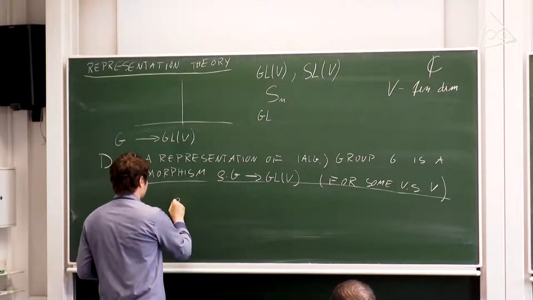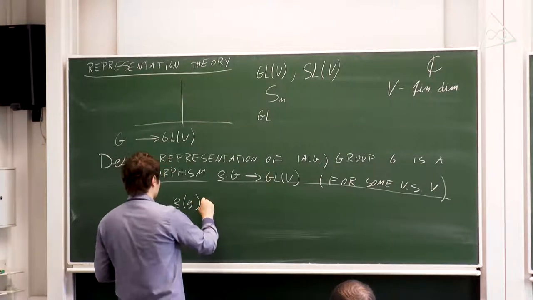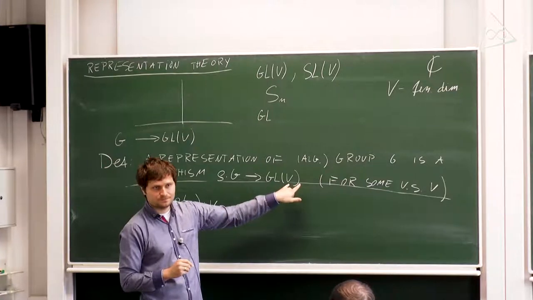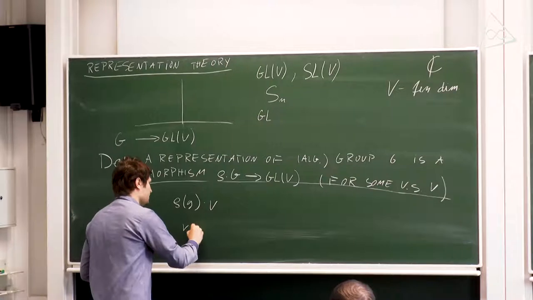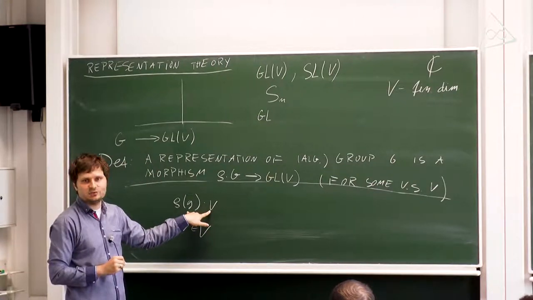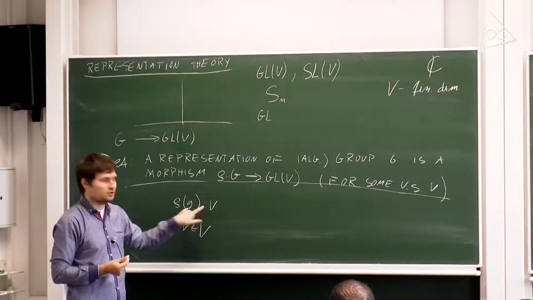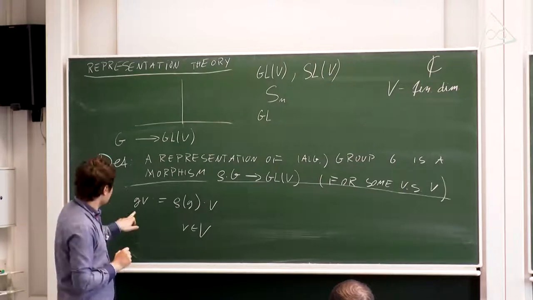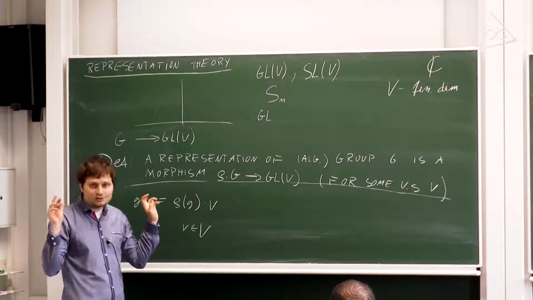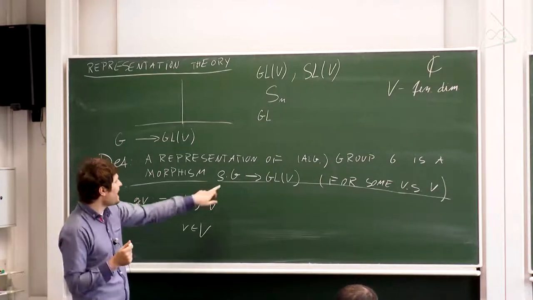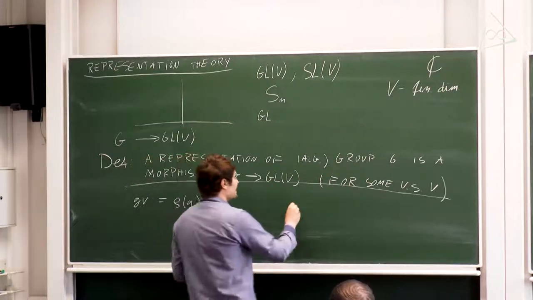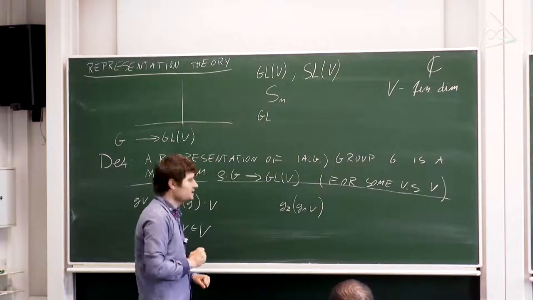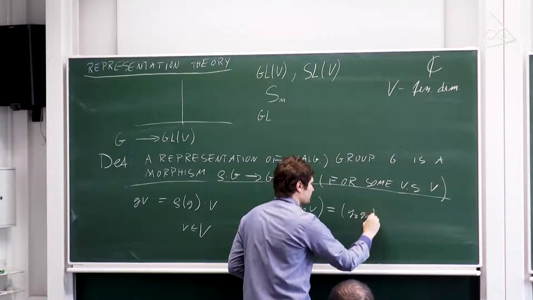You can also see that if we have rho of g, and we apply it to v, what do I mean by this? Rho of g is a map from V to V, and now I can take any vector from V. Where does this quantity live? In V, yes, that's an element of V. So to shorten the notation, I will just denote it by gv. Here you don't see the representation, so to use this notation, I have to assume that I think about a representation. Now the fact that this is a group morphism gives me certain compatibilities, namely, if I apply g1 to v, and then I act with g2, this is the same as acting with g2g1 on v.